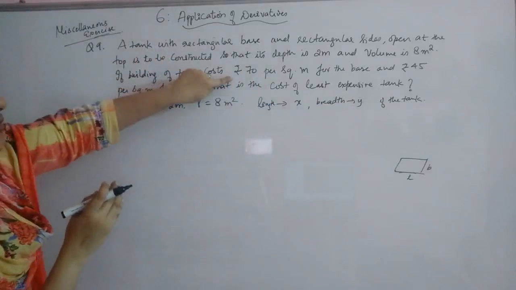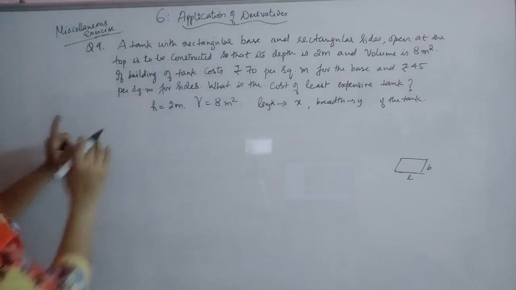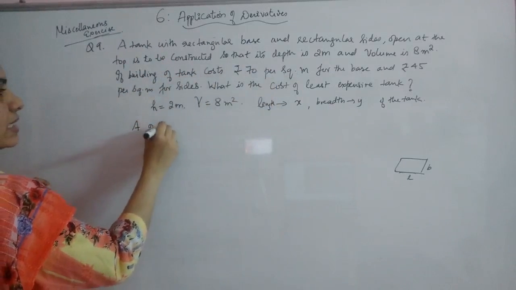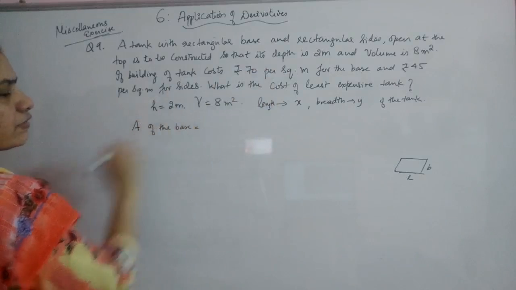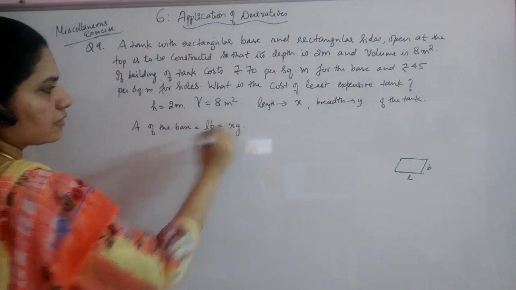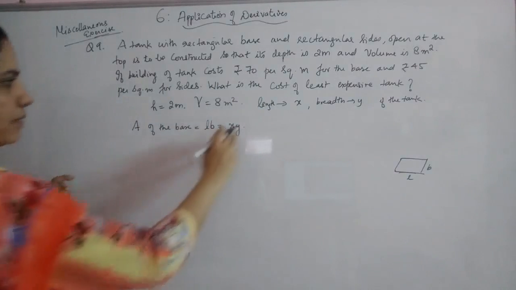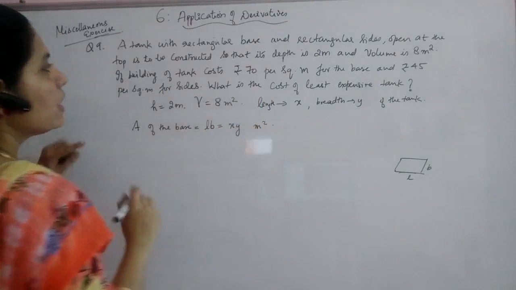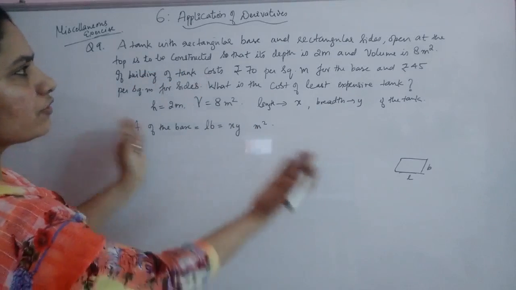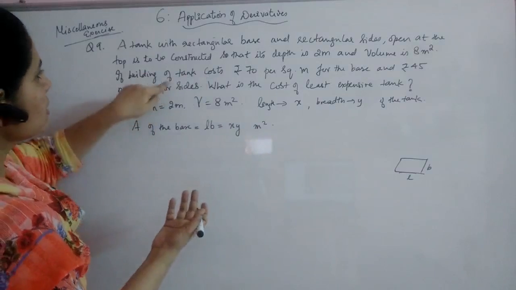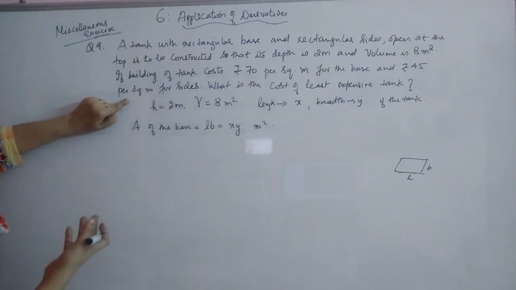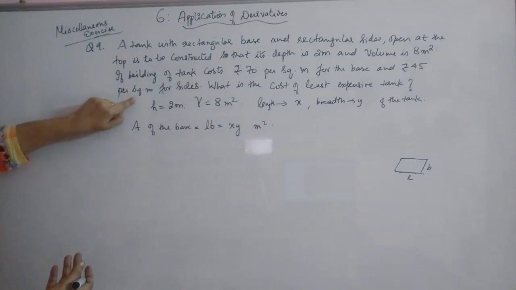So in order to find out the cost, per meter square is given, first we will find out the area of the base. Area of the base will be length into breadth, which will give you xy meter square. Now they are saying that we have to go for the sides also. Construction is for sides also, and for sides the rate is changing: 45 rupees per square meter for the sides.